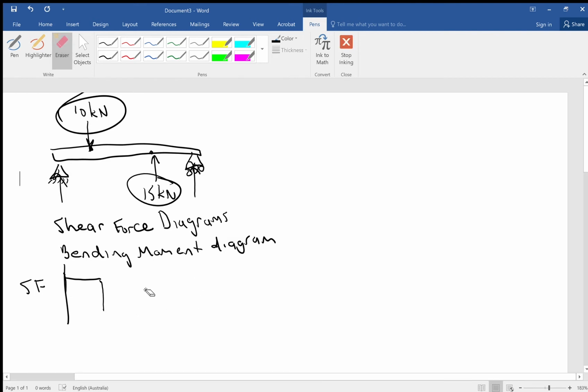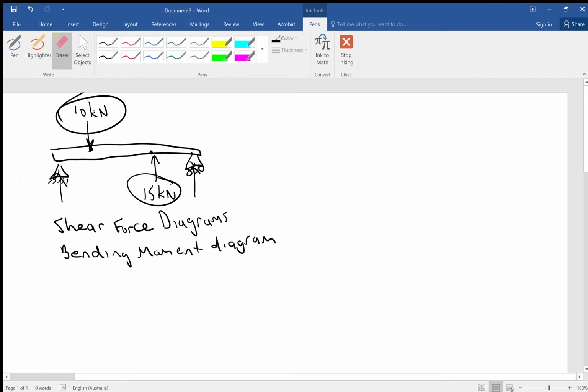And please keep in mind that you will not be asked to do calculations involving a UDL, but you need to know what it is, and later on you're going to need to know what the shear force and bending moment diagrams look like. But first of all, we need to describe what it is.